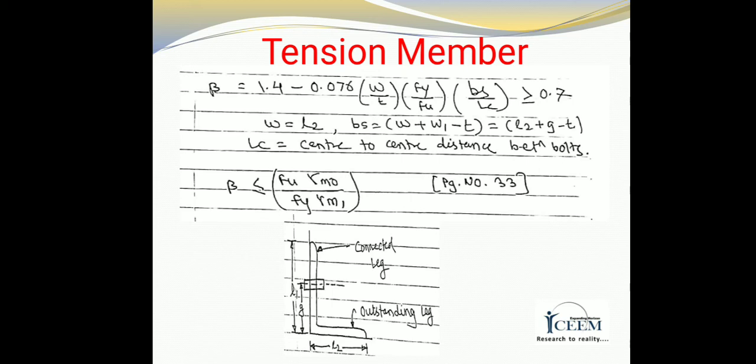These all formulas are on page number 33 of IS code 800 to 2007.